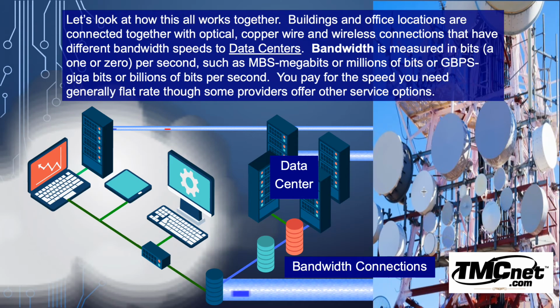Again, looking at how these fit together, buildings and offices are connected together with optical and copper wires such as cable TV, twisted pair, and wireless connections that have different bandwidth speeds at the data center. Bandwidth is measured in bits, a 1 or 0 per second, such as megabits per second, or millions of bits per second, or Gbps, gigabits, billions of bits per second. You only pay for the speed you need, but some providers offer other service options.